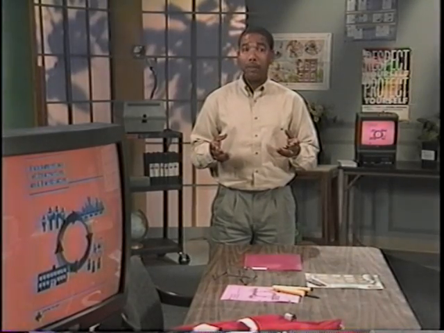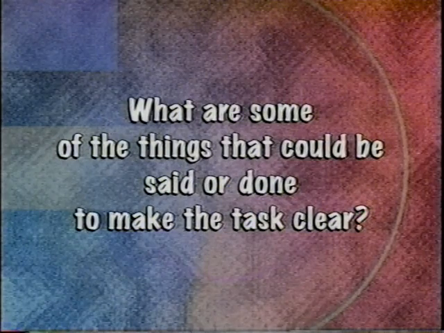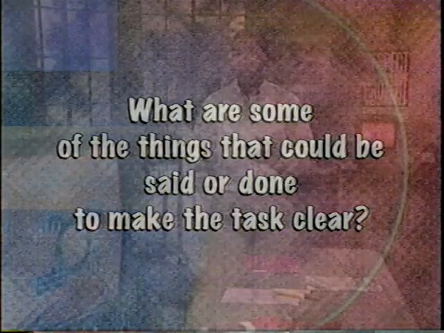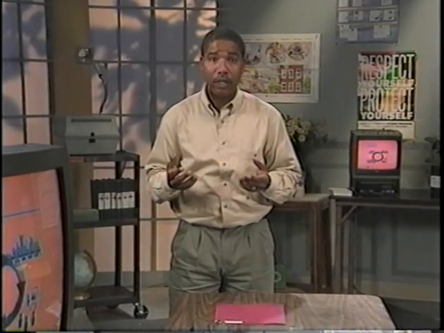Asking you to complete the mind map was an example of a task assignment. What are some of the things that can be said or done to make the task clearer? Give clear instructions for the task to be completed. Break the task into simple steps. Give instructions about whether the task should be completed individually, with a partner, in small groups, or as an entire class. Give the length of time allotted for the task.